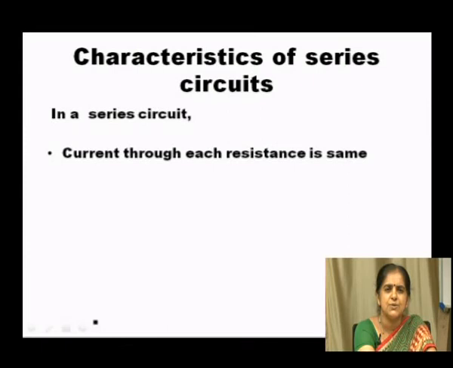There will not be any change in the magnitude of current which is flowing through all the resistances which are connected in series. The current will be the same, represented by I only. So, this is the first and foremost important characteristic of a series circuit, that is, the current through each resistance is the same.